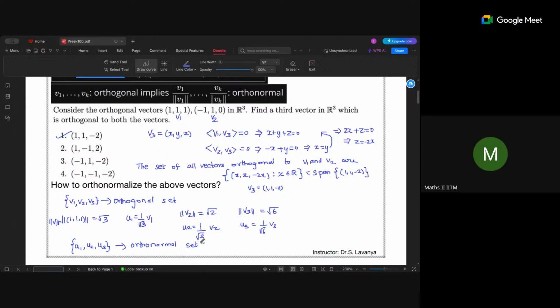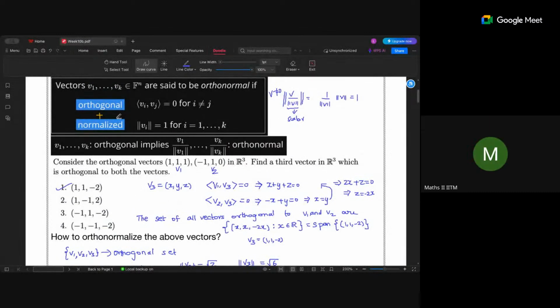Okay. So you understand what's the difference between orthogonal and orthonormal? Which one implies the other one? Can every orthogonal set be an orthonormal set? No. What about the other way around? Is every orthonormal set an orthogonal set? Yes. Okay, fine. So I guess now you have a clear idea of what is an orthogonal set, what is an orthonormal set, and how to convert an orthogonal set into an orthonormal set.